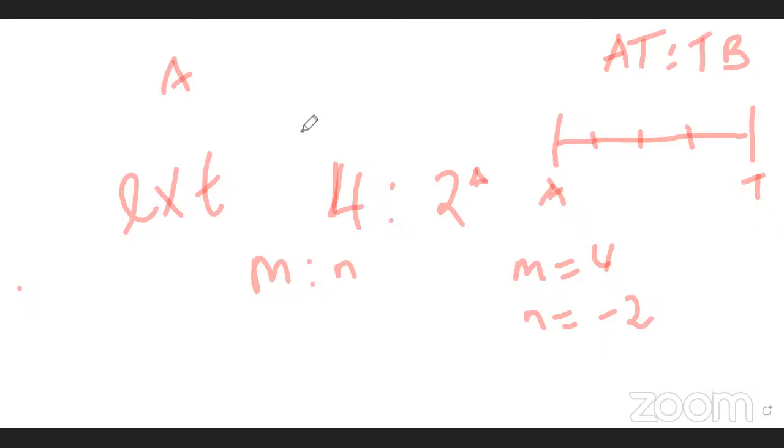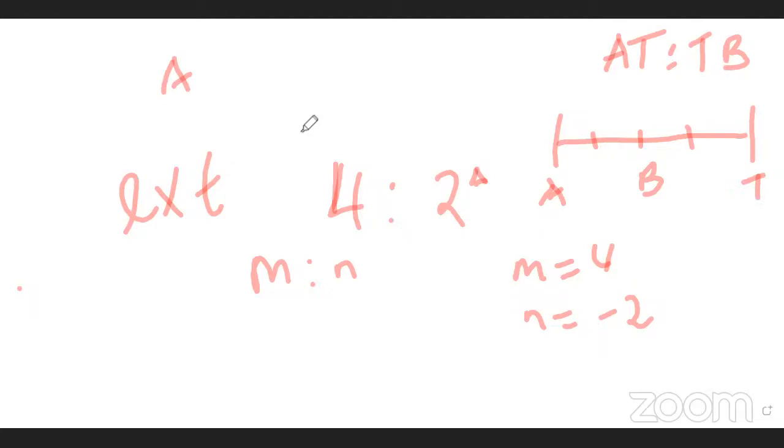Alafu T to B, 2 units, na tumeambiwa ni external. Tunaenda the opposite direction. 1, 2. So B itakuwa somewhere hapo. Sijui kama tuko sawa? Yes, we are. Kama ni external.